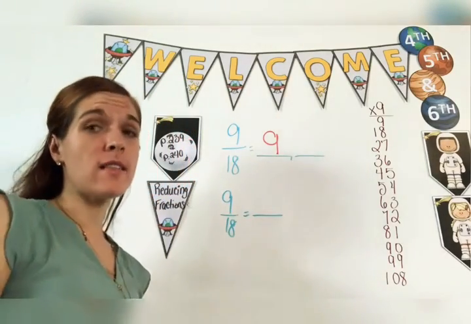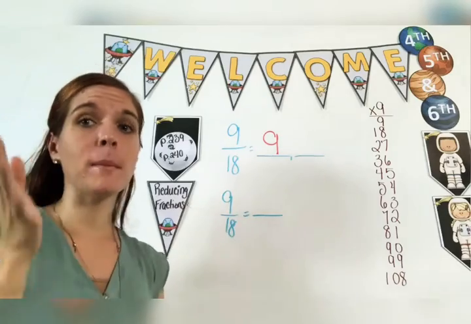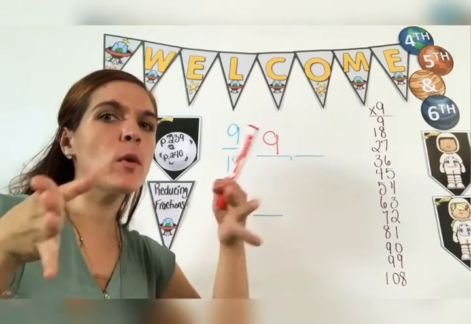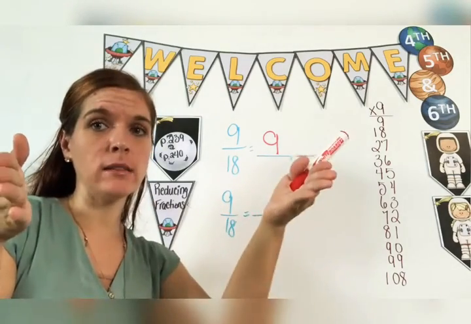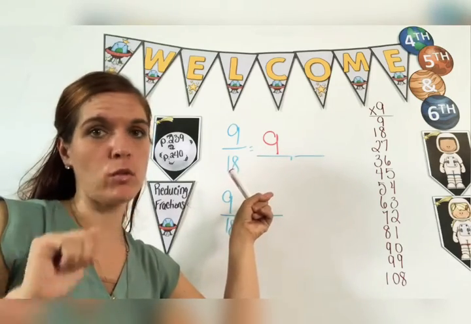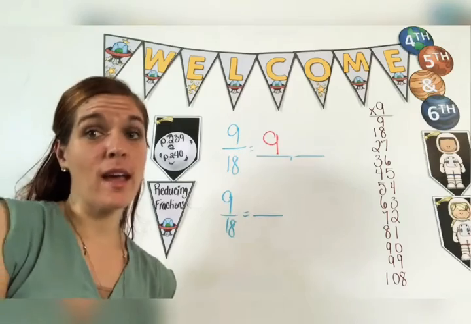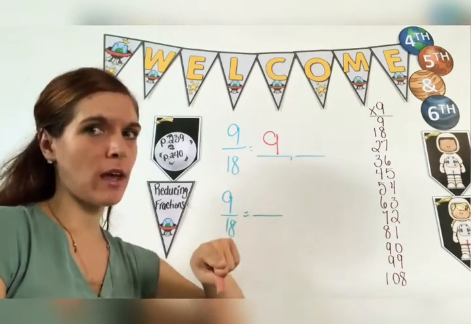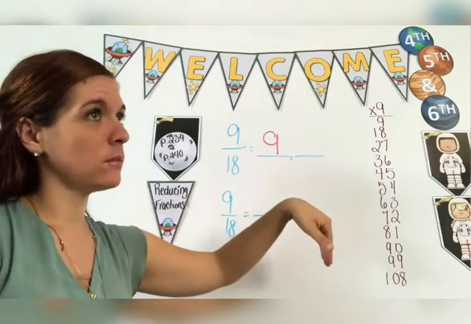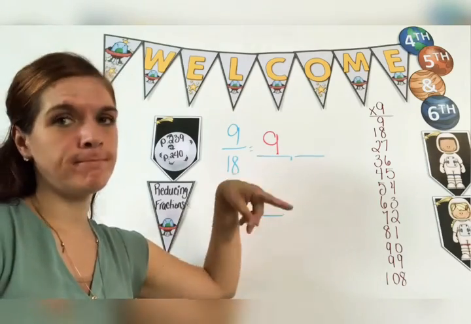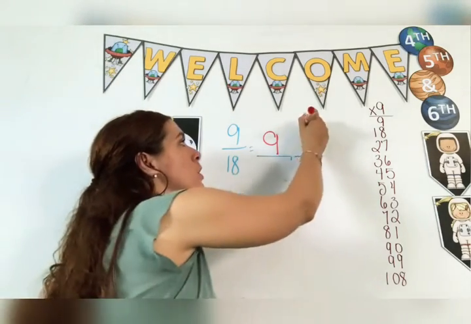Okay, let's think about our factors of 9. When I mean factors, I mean what numbers multiply to get 9? We have 1 times 9. We already used the 9 and never used 1, remember. We have 3 times 3. That's it. That's all we have, okay? So the other number has to be 3, but let's just check it. 9 divided by 3? Possible. 18 divided by 3? Possible. So your other one is 3.